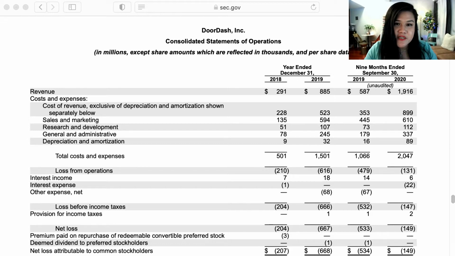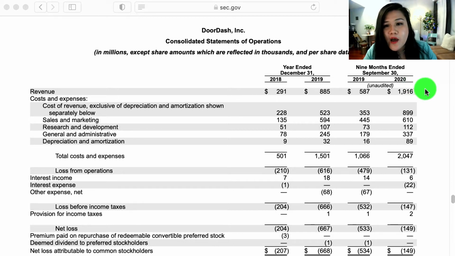This is Doordash's income statement for the 9 months ended September 30th, 2020. Keep in mind that all these amounts are in millions, so you have to add 6 zeros to everything. You can see here that Doordash is one of the companies that benefited from the lockdown. For the 9 months ended 2019, they only generated $587 million versus $1.9 billion for the 9 months ended 2020.